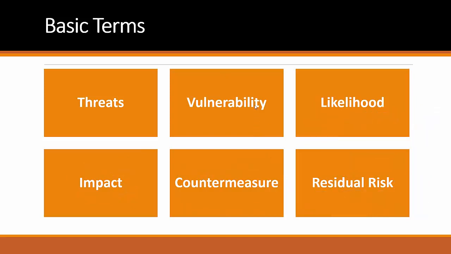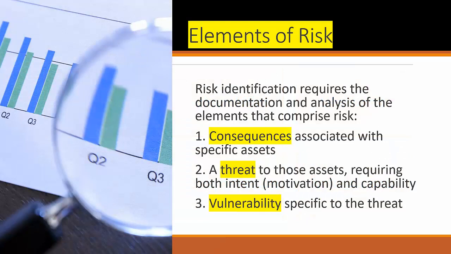When you're talking about the elements of risk, risk identification requires the documentation and analysis of the elements that comprise the risk. For example, the consequences associated with the asset if a threat is going to exploit the vulnerability. The threat requires both intent and capability; that is the action. The third is a vulnerability, which is specific to the threats. If a server is there, what are the consequences if the server is down? We can only know when we know the value of the asset.